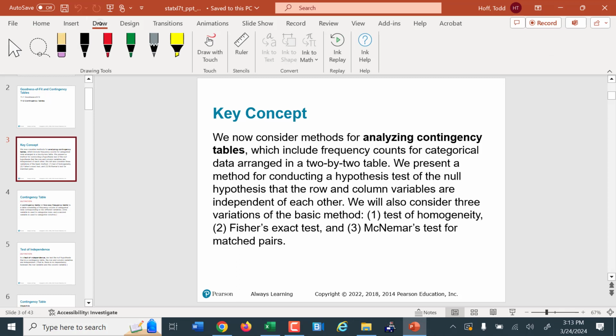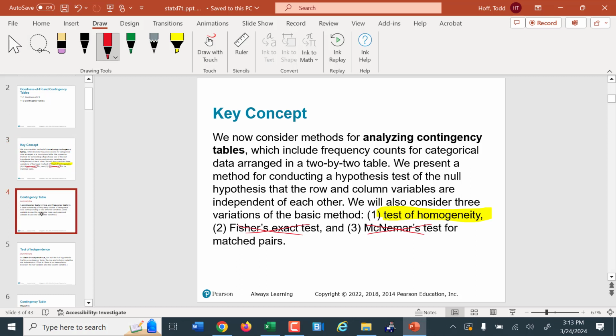Now, they just say in this summary slide, they just say tests for homogeneity. That includes independence. We are not going to look at Fisher's exact test. That's a pretty complex procedure. We're not going to get into it. And we're not going to look at McNemar's test for matched pairs either. We're only going to look at the chi-squared tests for homogeneity and independence.